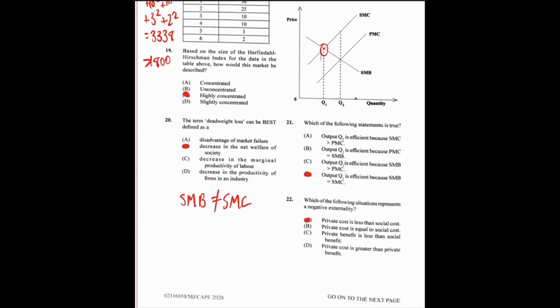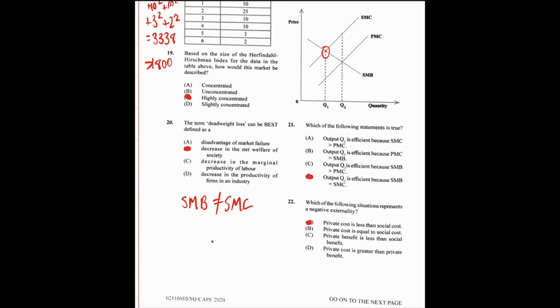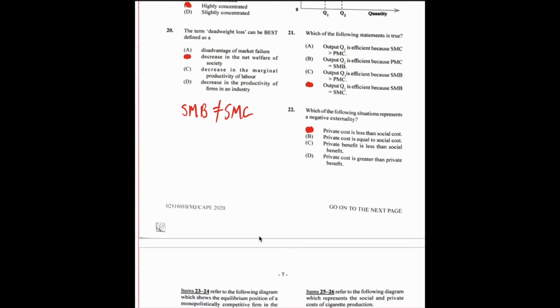22 says which of the following situations represents a negative externality? And again, we know the answer from prior papers is that private cost is less than social cost. That gives rise to an external cost.